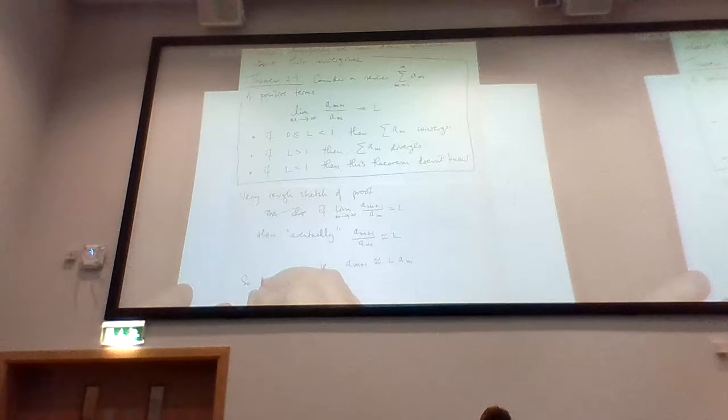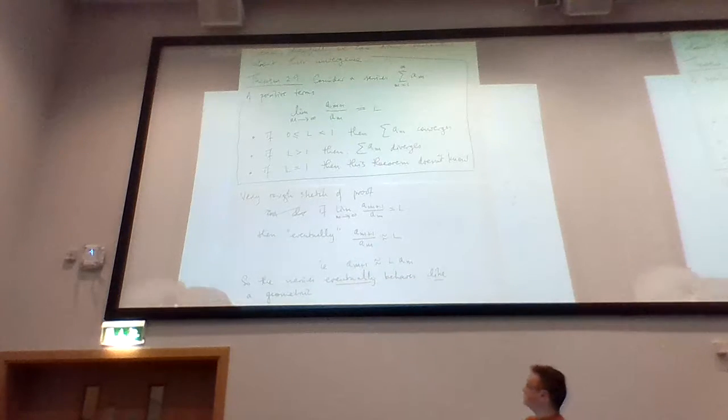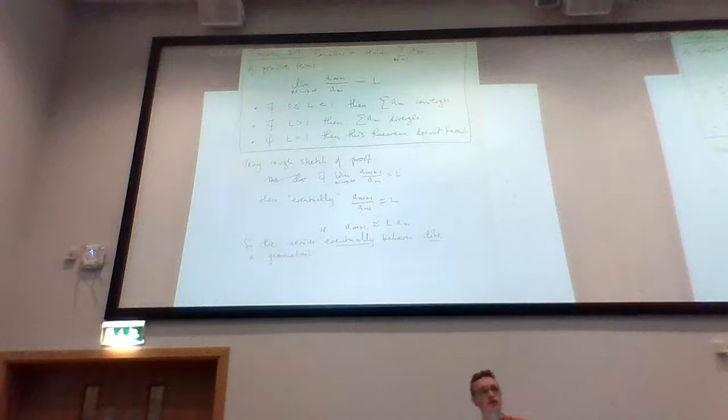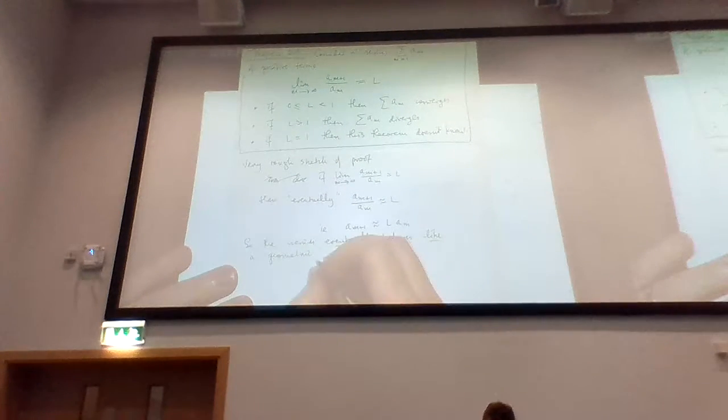So the series eventually behaves like a geometric series. This is where the imprecision and the need for careful proof is, because these are kind of vague terms. But eventually it's behaving like a geometric series with r equals L.